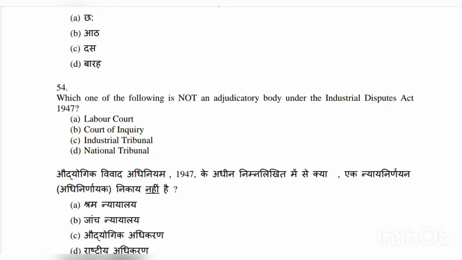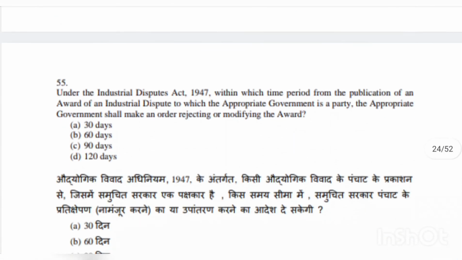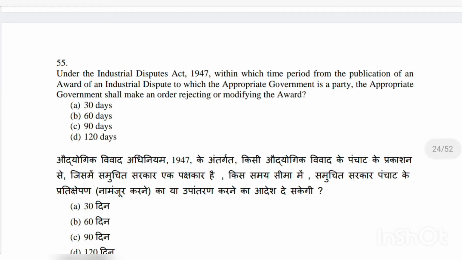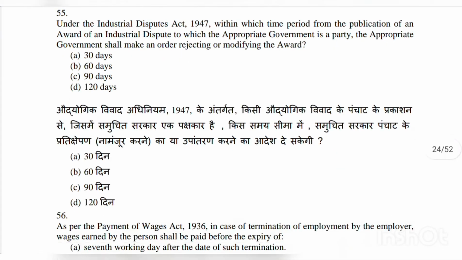Which one of the following is not an adjudicatory body under the Industrial Disputes Act 1947? Court of Inquiry. The answer is B. Under the Industrial Disputes Act 1947, within which time period from the publication of an award of an industrial dispute to which the appropriate government is a party, shall the appropriate government make an order rejecting or modifying the award? The answer is C. That is 90 days.